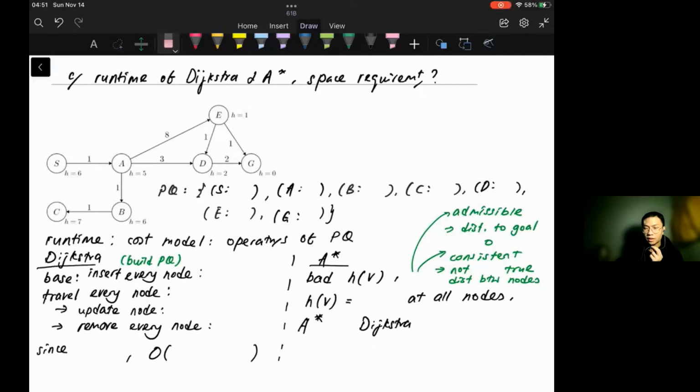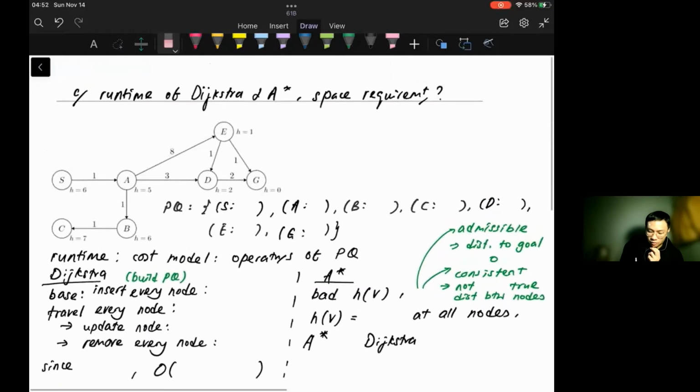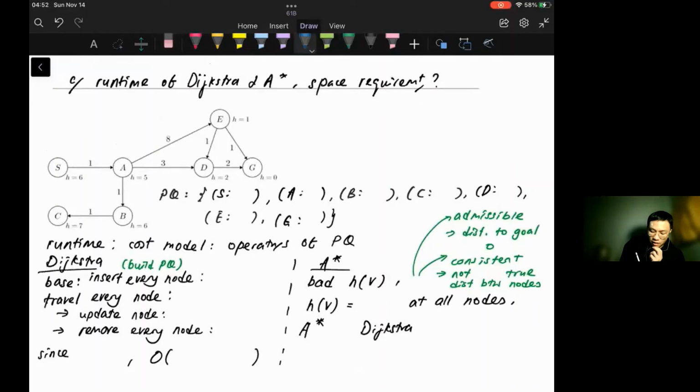If we are denoting the number of vertices we have by V, then we can say that at each insertion, we will take log V runtime. So in total, inserting V nodes will take V times log V. The worst case scenario for Dijkstra would be that we will have to visit every node. And recall that by visiting every node, this also means that we'll be popping off all of the vertices in the priority queue.